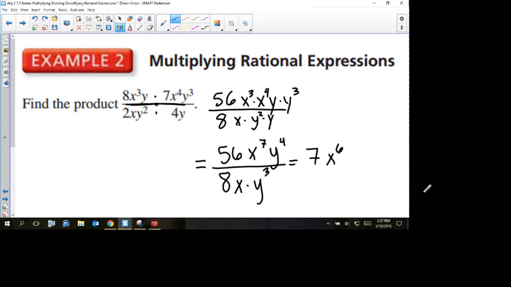What's x to the 7th divided by an x? X to the 6th on top? What's x to the 4th divided by x to the 3rd? Or y to the 4th divided by y to the 3rd? Why?